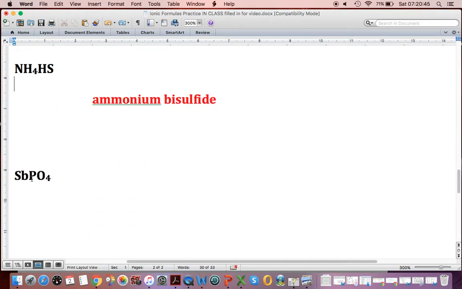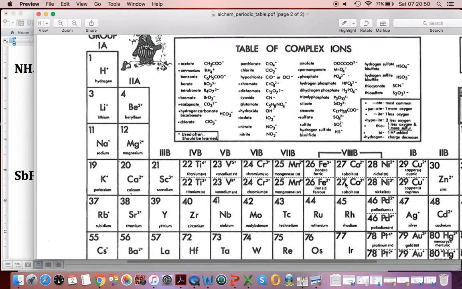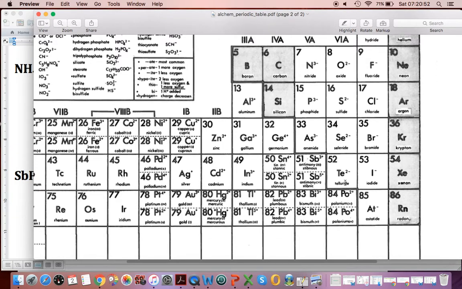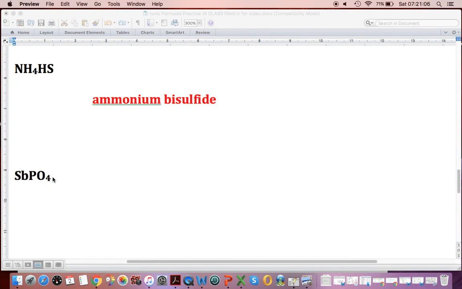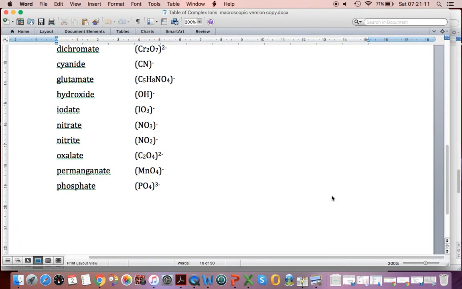Last example says SbPO4. Well, Sb is on the periodic table, and it's spot 51. And it says +3 or +5. And again, you're not going to worry about the ic and the us names. You're going to worry about the ones with Roman numerals. So we know we're dealing with antimony. And then we have our PO4. And here's our PO4, and that's phosphate.